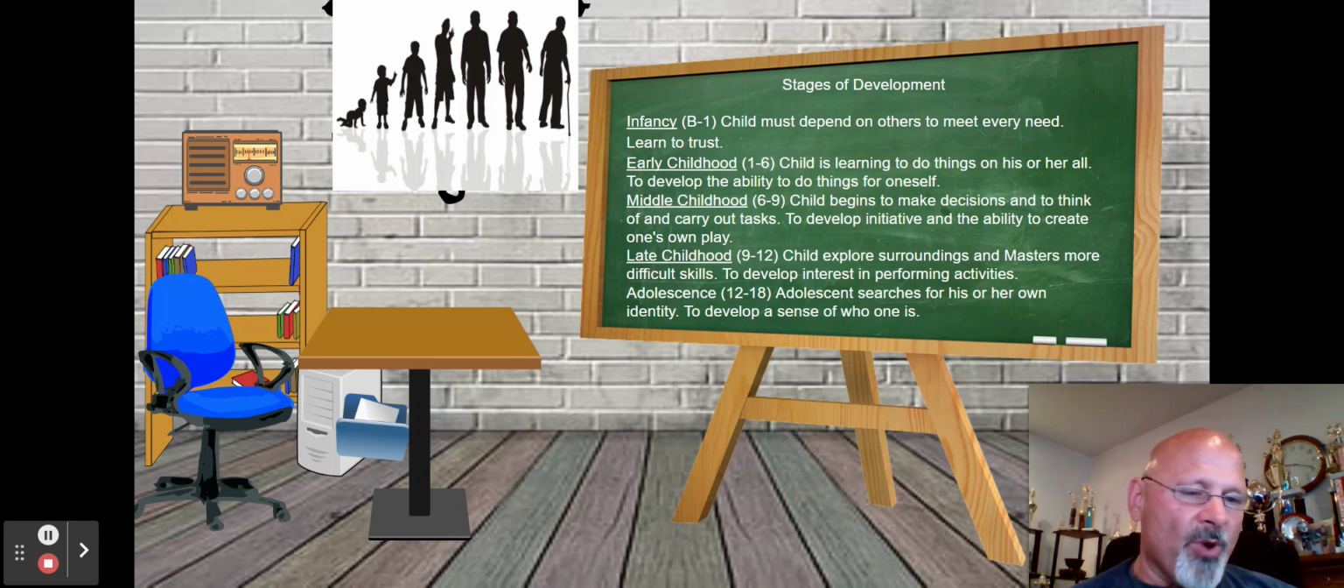Adolescence, and this is where you are right now. Basically, this is age 12 to 18. An adolescent searches for their own identity. An important task at this stage is to develop a sense of who you are.